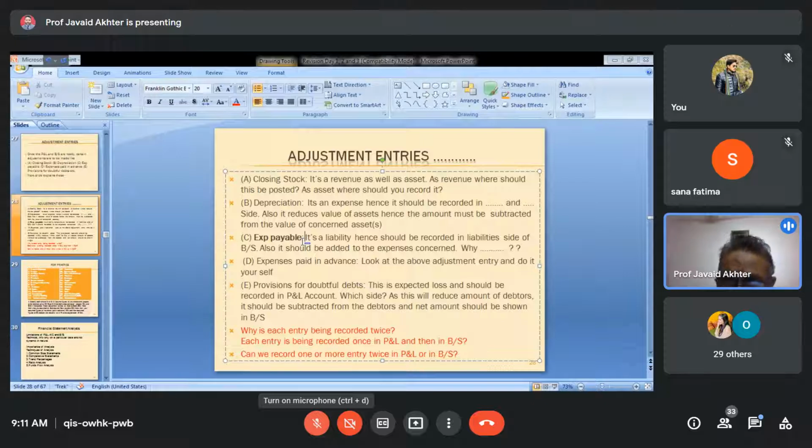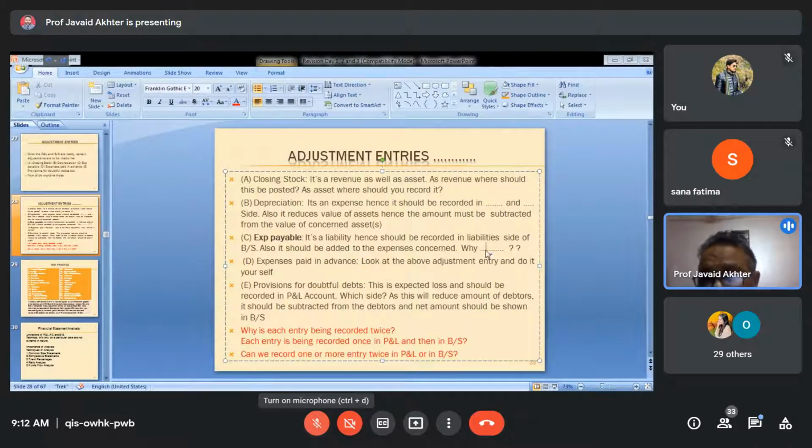So when the expenses are payable, where should these be recorded? First of all, anything which is payable is your liability. When it is a liability, then it should be recorded on the liability side. Where else should it be recorded? It should be recorded in the expenses also, because see, you are writing about the rent. Rent you will write 10,000, payable was 2,000. So you will add this payable and the amount which you will be considering for the total will be 12,000. And secondly, it will be recorded on the liability side also.